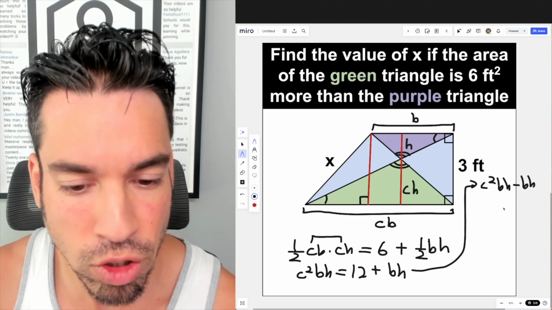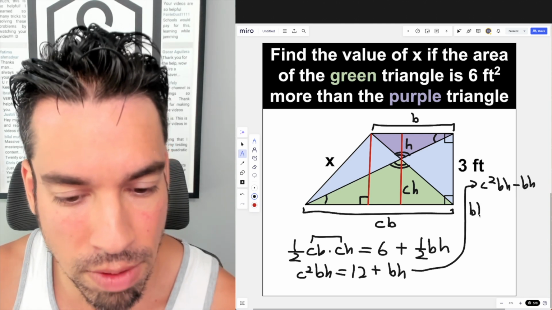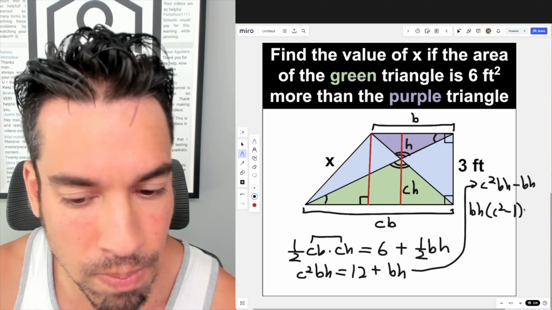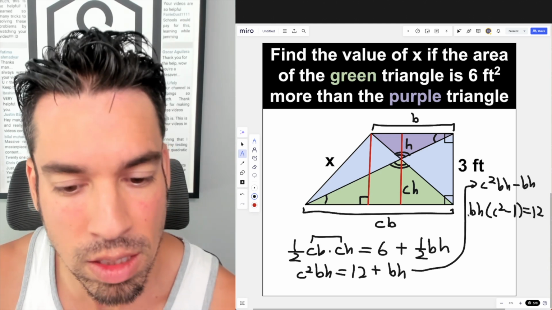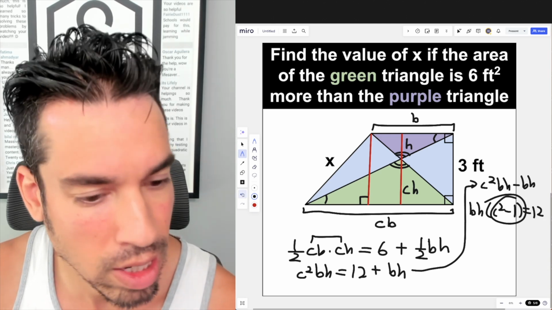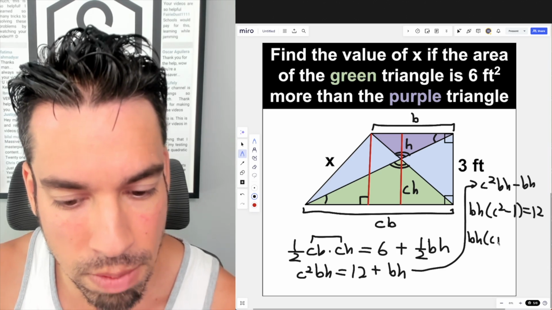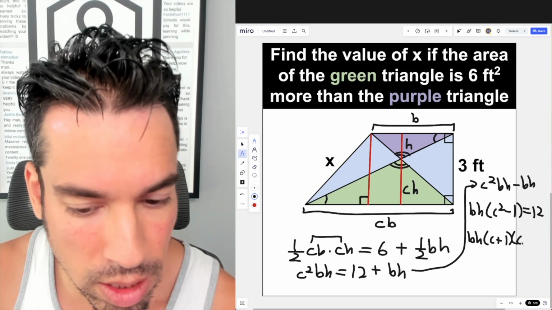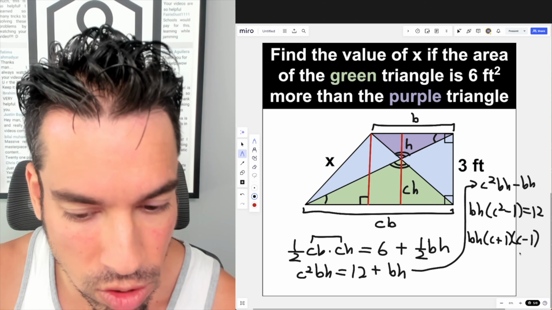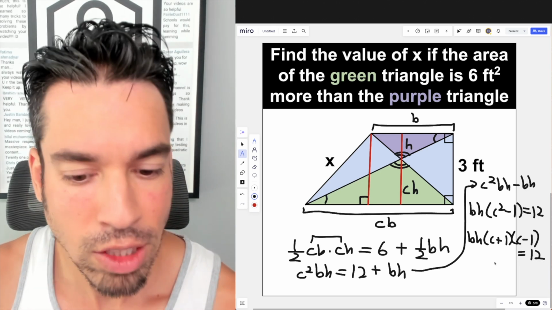And then I'm going to factor out the BH. So now we have BH times (C squared minus 1) equals 12. Last but not least, I'm going to factor that difference of squares. So I'm going to say BH (C plus 1)(C minus 1), and this all equals 12. So that's a pretty cool equation.